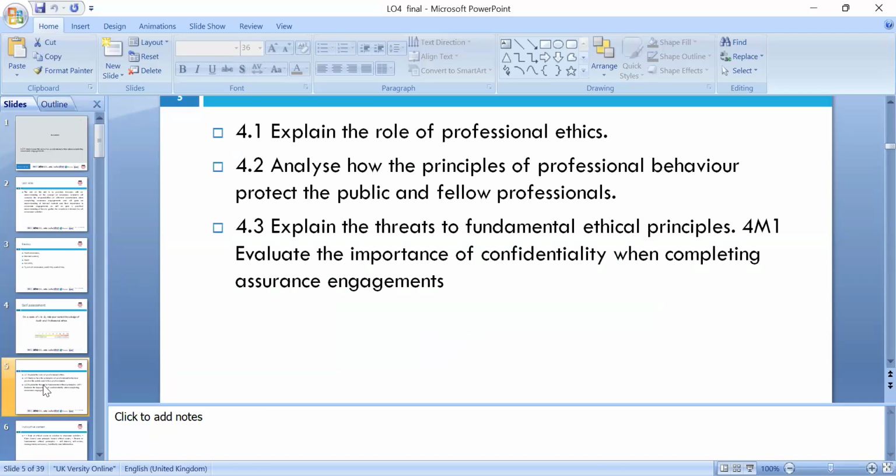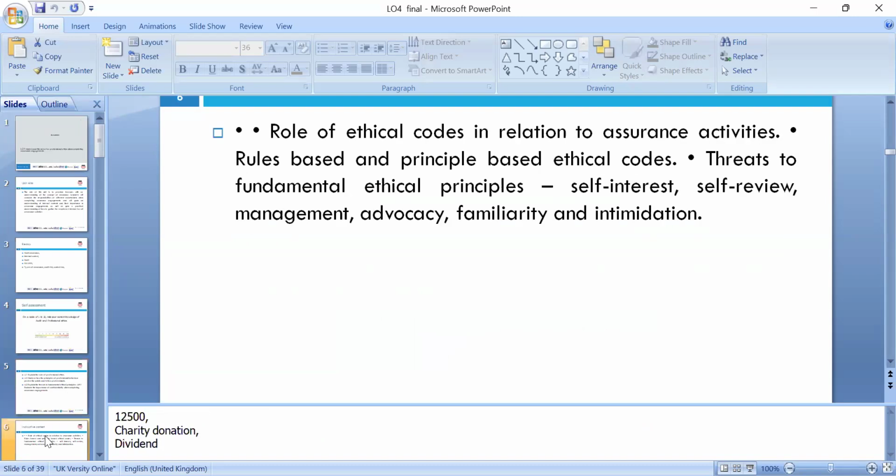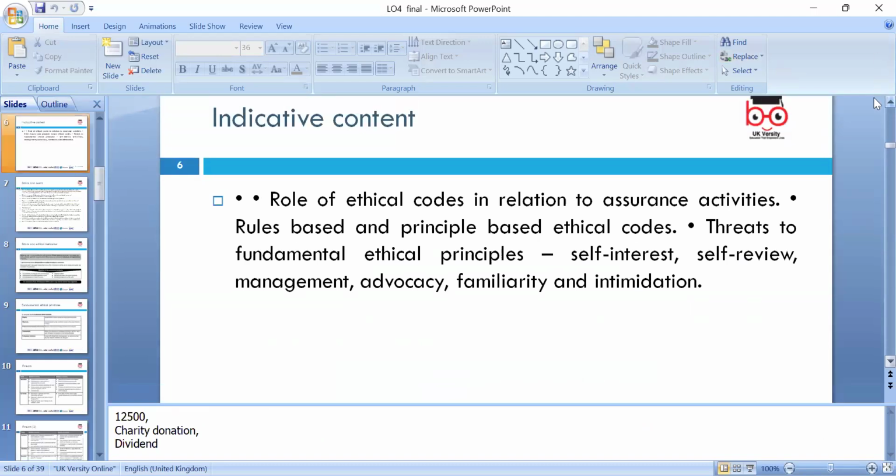So today, 4.1: explain the role of professional ethics and professional behavior. We'll discuss the threats to the fundamentals of professional ethics, and the role of ethical codes in our organization. There are 2 types of approaches. One is called the rule-based approach, which means you follow the rules. The other is called the principle-based approach, which we use. We'll look at self-review, self-interest, advocacy, familiarity, and intimidation, which lead to compromised professional codes of ethics.